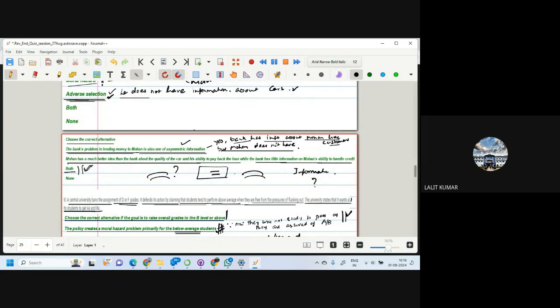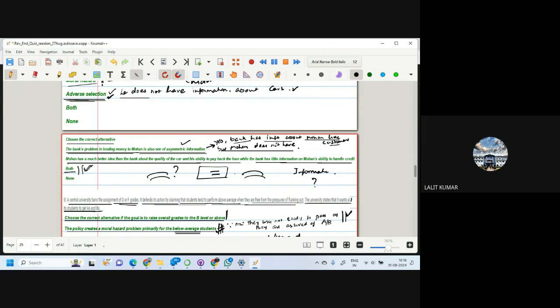Choose the correct alternative. The bank's problem in lending money to Mohan is also one of asymmetric information. So this is also true. The bank might know about a lot of other customers like Mohan, but they don't have complete information about Mohan.